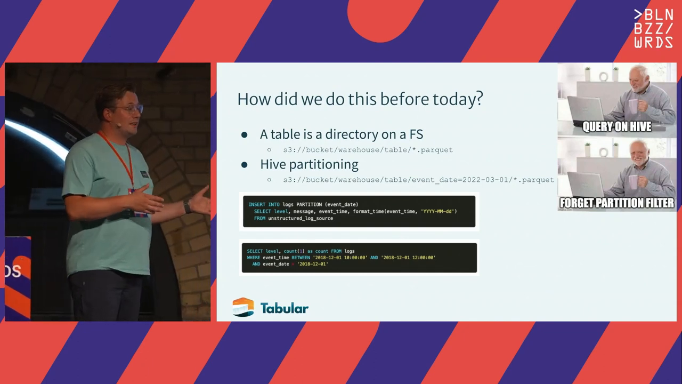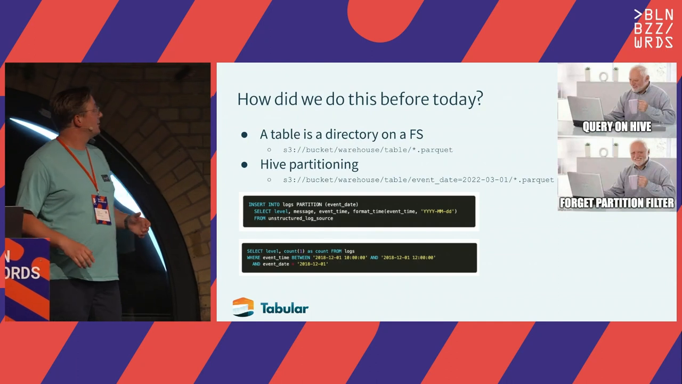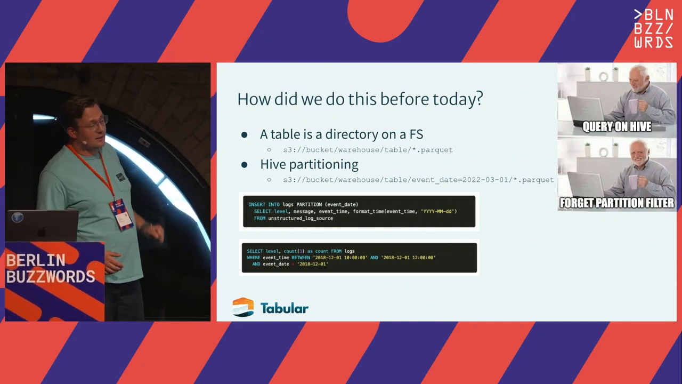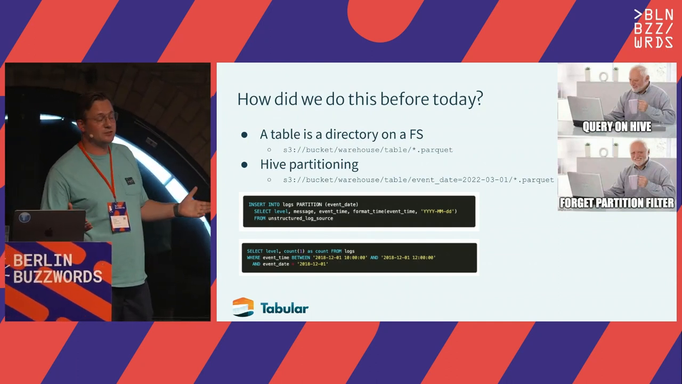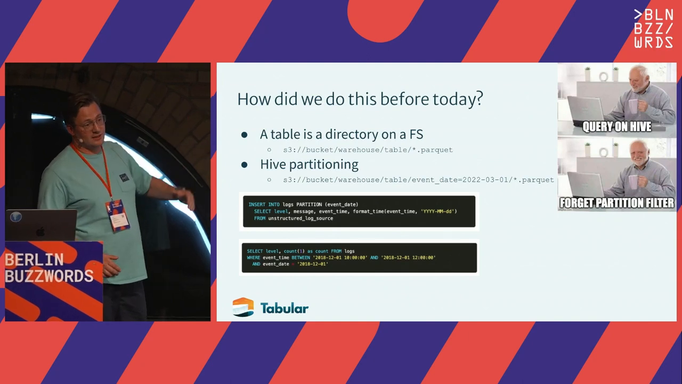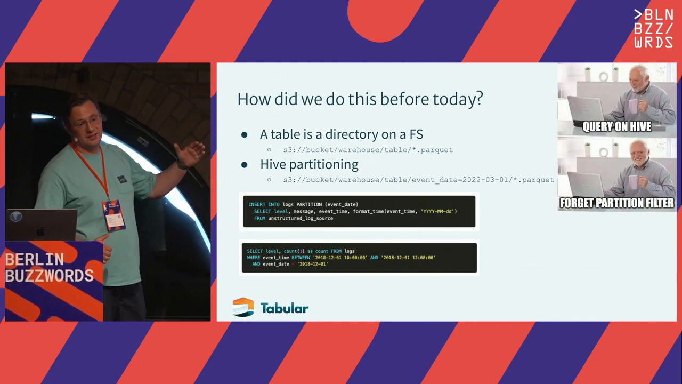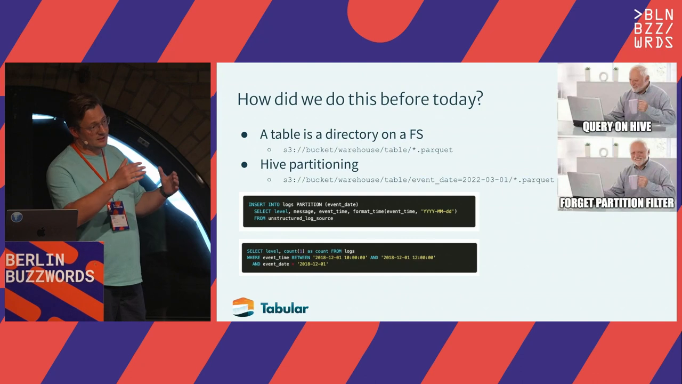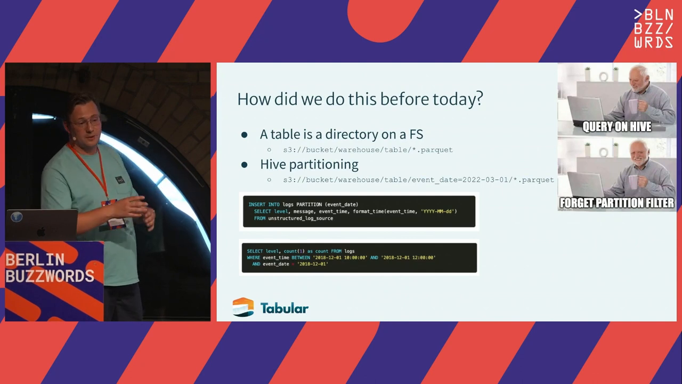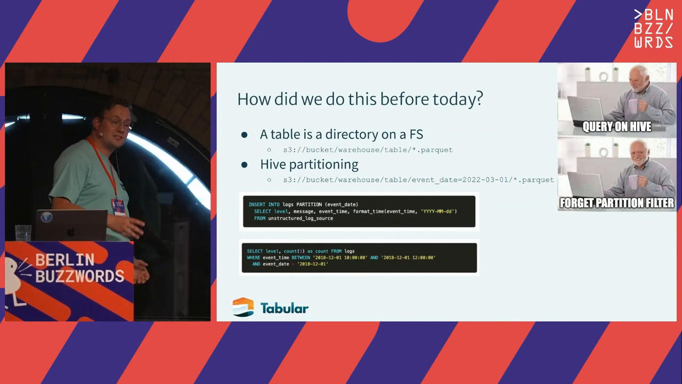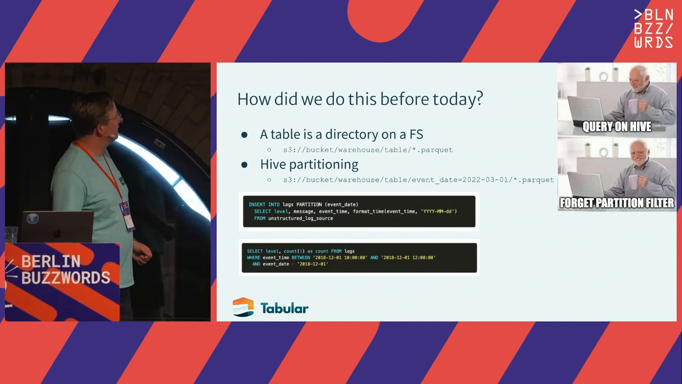Back in the days with MapReduce or also with Hive, a table would be just a list of files on an object store. What you would do is just list all the Parquet files, and that was your table. For each Parquet file, you would see how many row groups are there, and that's your query planning, and then you know how many tasks in Spark you have to kick off.